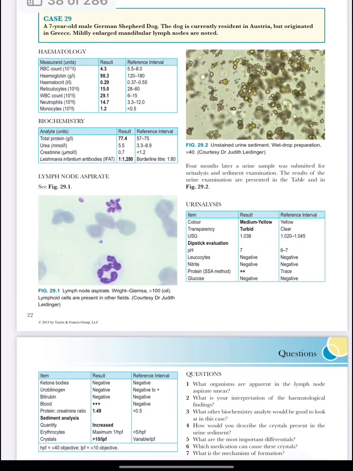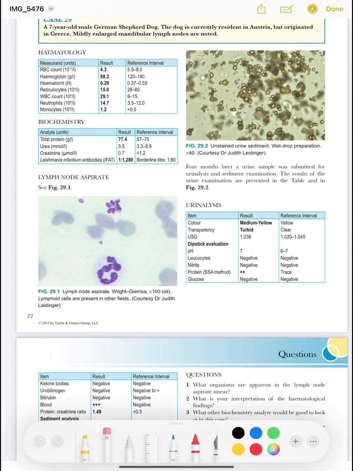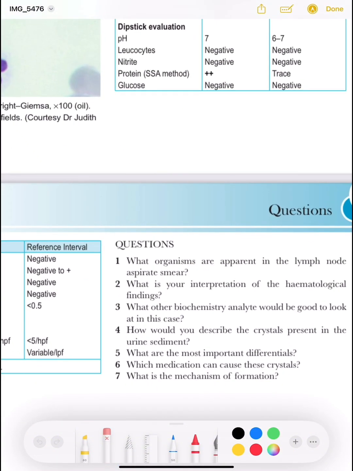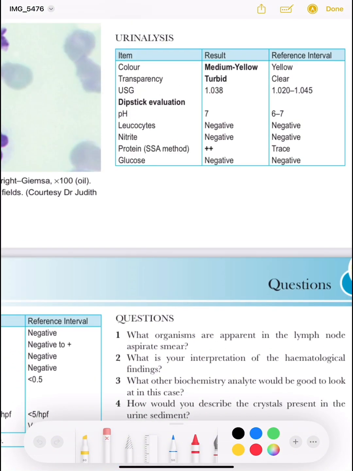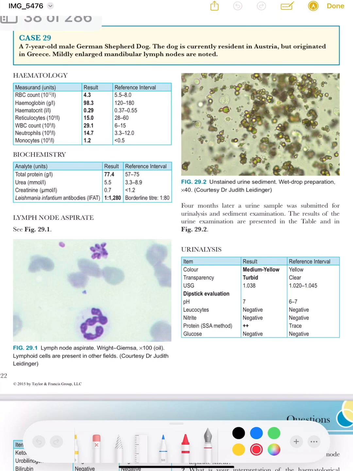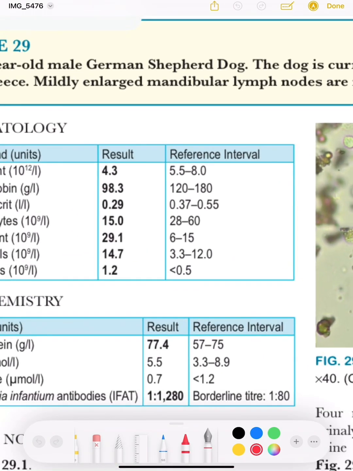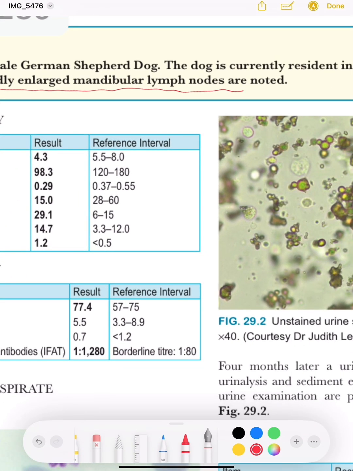First, we are going to take a general look at the case, and also a general look at the aspirate and the sediments, before we answer the seven questions below. The case is a 7-year-old male German Shepherd dog, currently resident in Istria but originated in Greece, with mildly enlarged mandibular lymph nodes.